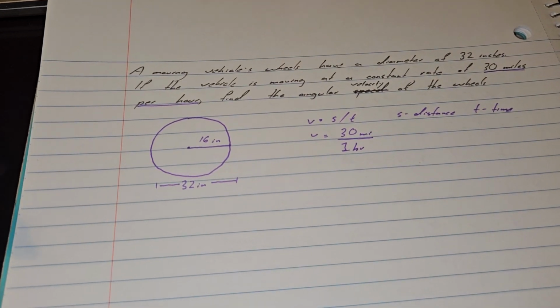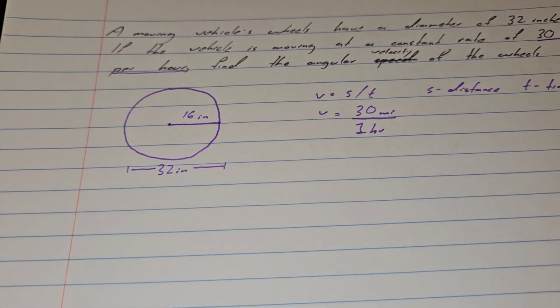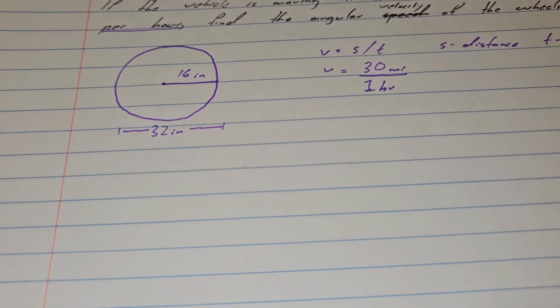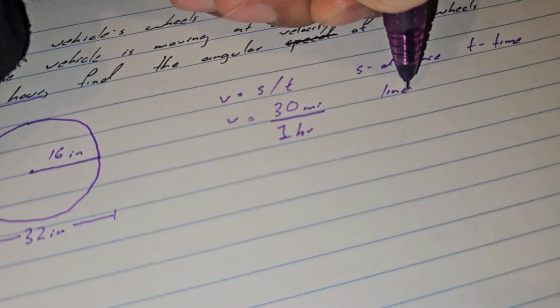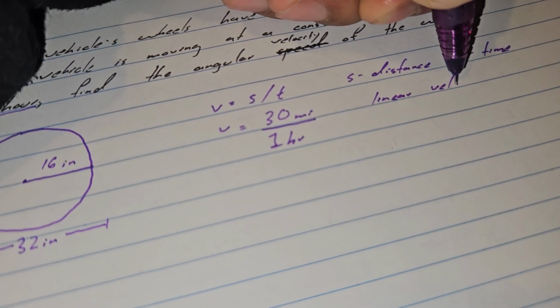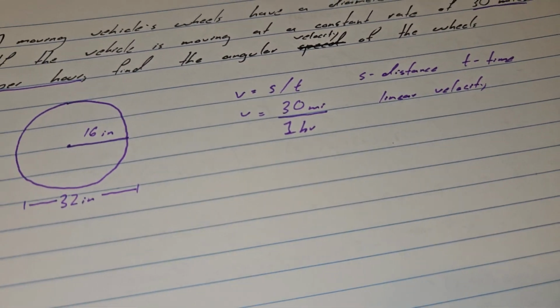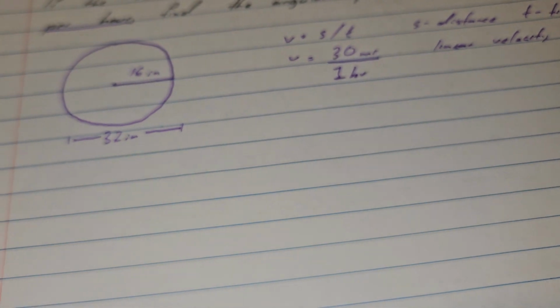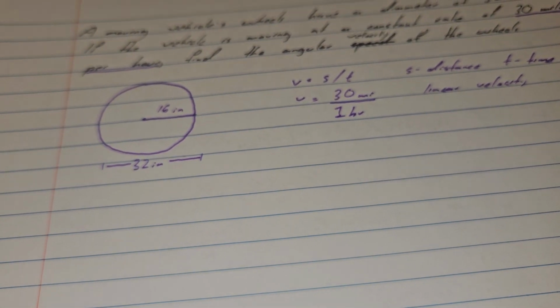Yeah, it's going out of focus. So 30 miles per hour. I don't know if you hear my cats, they're fighting right now, but 30 miles per hour. That's our linear speed. Let's just call it linear velocity. Your textbook might call it linear speed, but I'm going to call it linear velocity. Different textbooks can say different things. So let's go ahead and continue.